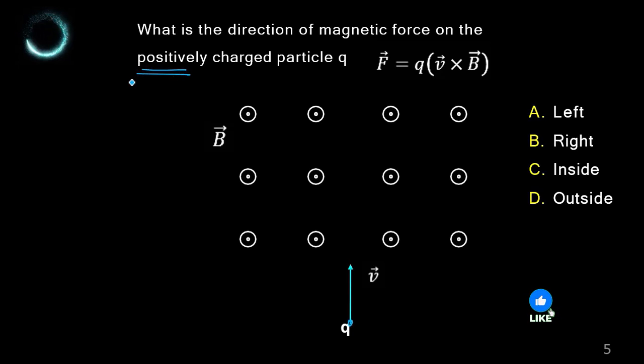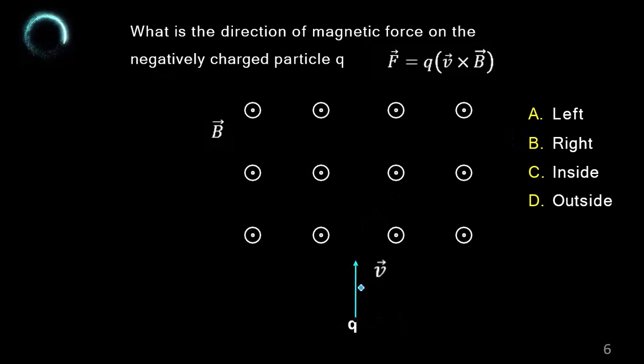So place your thumb towards the velocity vector, that is upward. Stretch your fingers towards the magnetic field, that is dot, out of the plane, and the palm face will be towards our right. Okay, so that is the force direction on the positively charged particle. So that is the correct direction of force. Similarly, if I project the same particle, but now the particle is negatively charged, the force will be in the other direction. Okay. So the force should be towards our left.